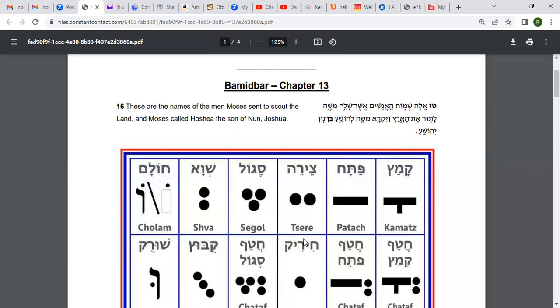What happened? Is this an accident? Obviously not. Every tikkun you look at, every Masorah we have, every tradition as to how that word is supposed to be pronounced, it is not pronounced ben Nun. It's not Hoshea ben Nun. It's not Yehoshua ben Nun. It is always Hoshea bin Nun, Yehoshua bin Nun. Again, with a chirik, not with a segol.